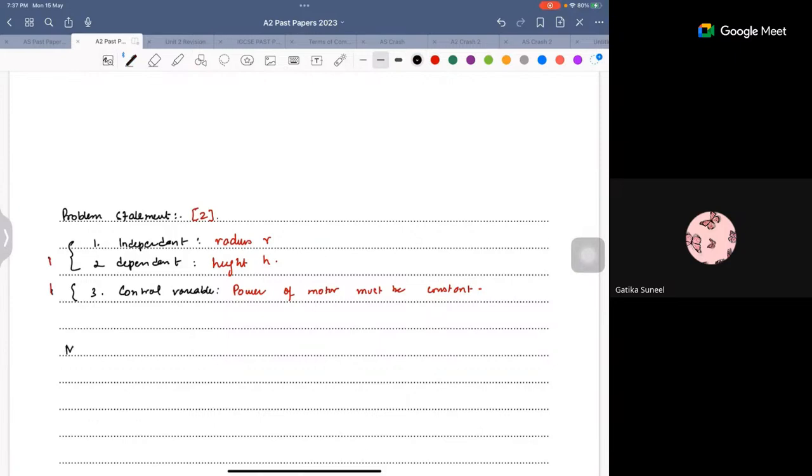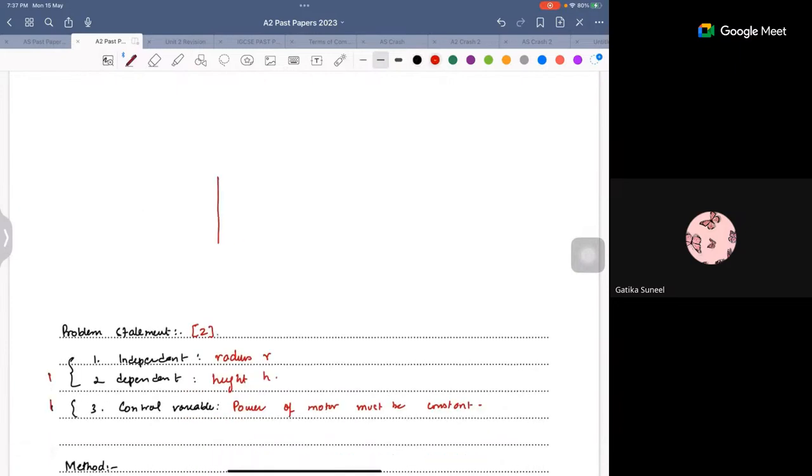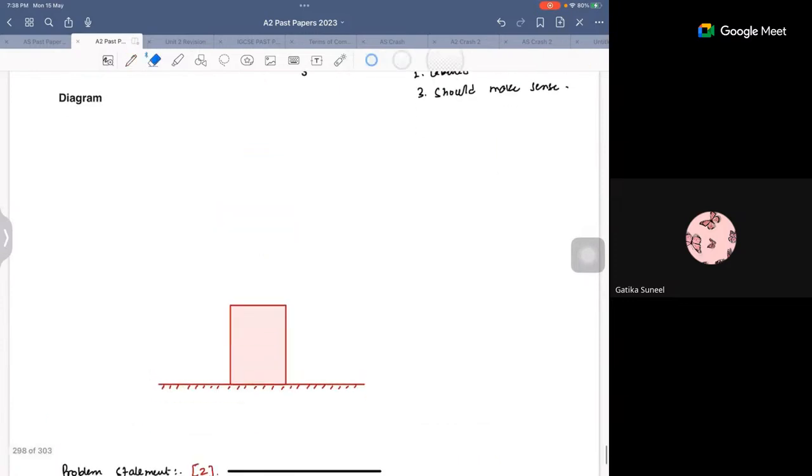Then you're going to write the method. The method also includes the diagram, which is very important. So just put the blower, okay, and just put a table here. You don't need to put anything else, like a blower on the table like this. That's all you need. And just do it like this. So this is a symbol to say this is a hard surface that you put it on. You don't need to draw a picture of your dog, or draw windows. Please don't do that. You don't need anything like that.